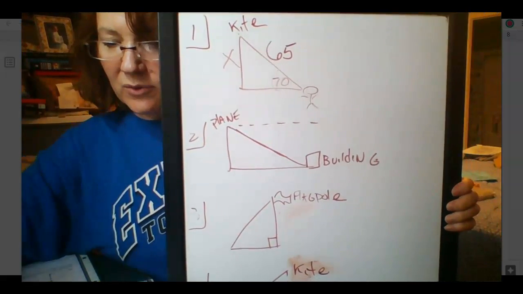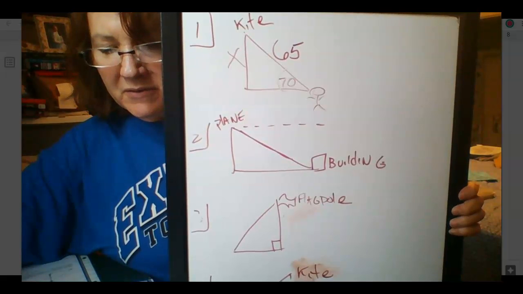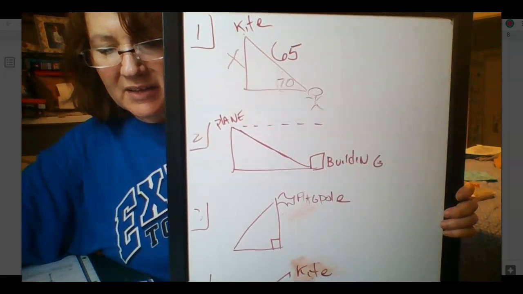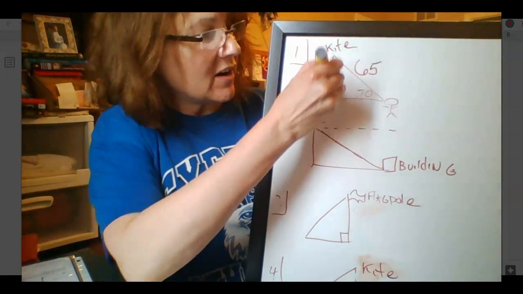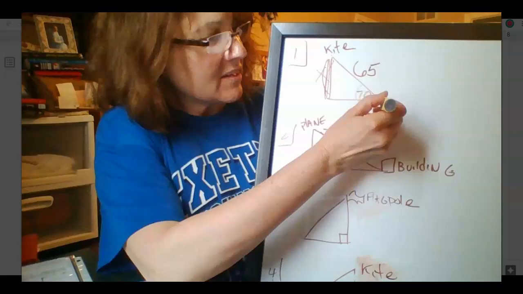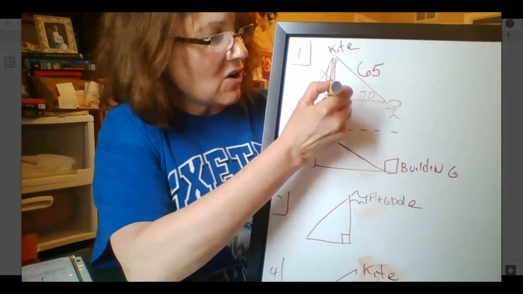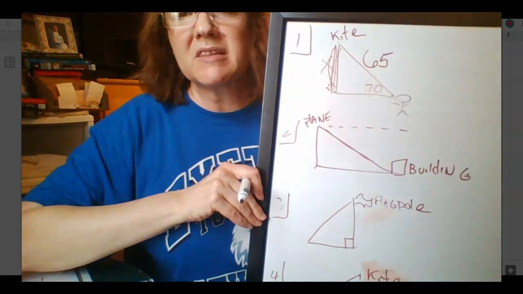All right, so the angle of elevation is 70. How high is the kite? So here would be how high it is. Yeah, here's his head, but this is how high it is above his head.